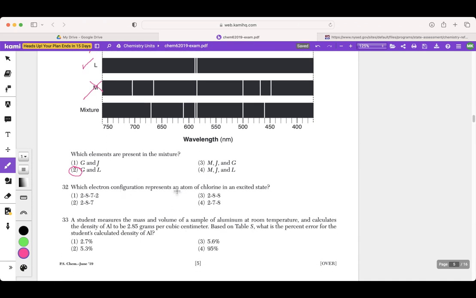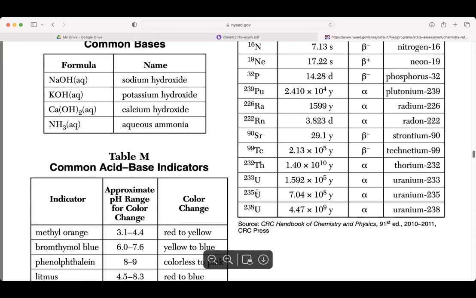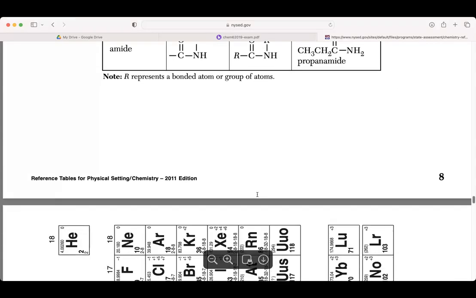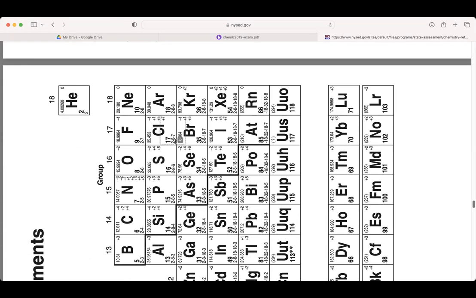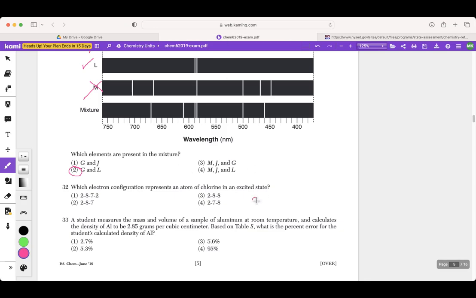Which electron configuration represents an atom of chlorine in the excited state? So we need to look at the electron configuration of chlorine first. Let's scroll down. Electron configuration here is 2-8-7. I'm going to write that down.